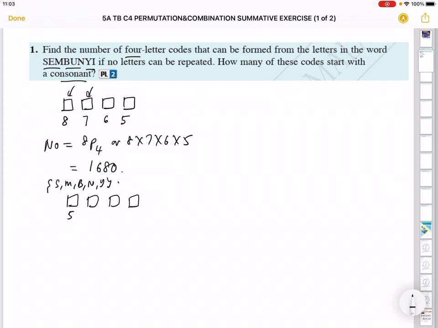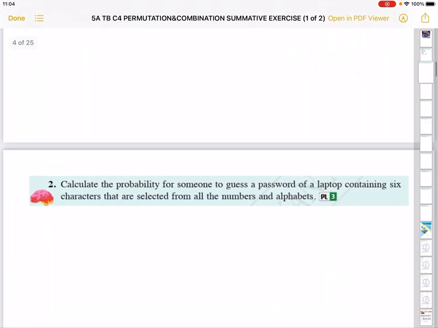And remember, I have 8 letters. I've taken one out and put it in here. I'm now left with 7. If I take another one and put it in here, I'm now left with 6. And the last one is 5. So we can write 5 by 7 by 6 by 5, multiplied together. Or you can say 5 consonants, arrange 1, 7 others, arrange any 3. And this will give us 1050.